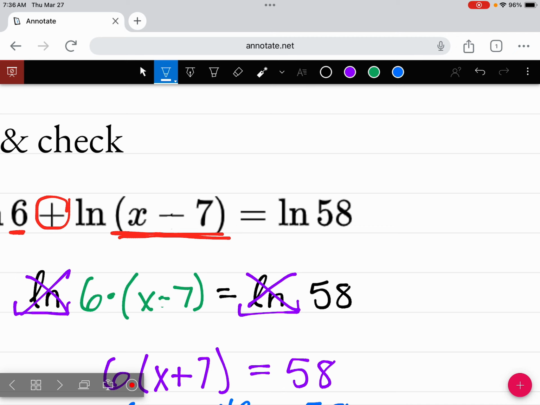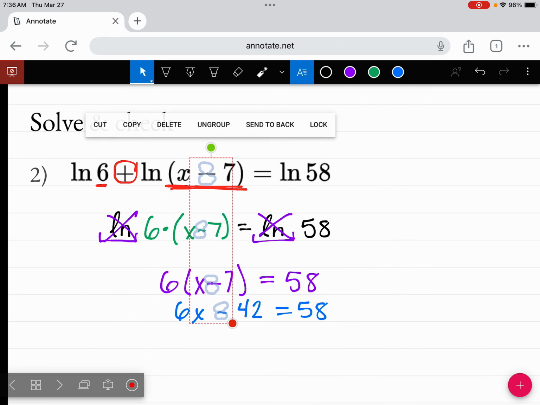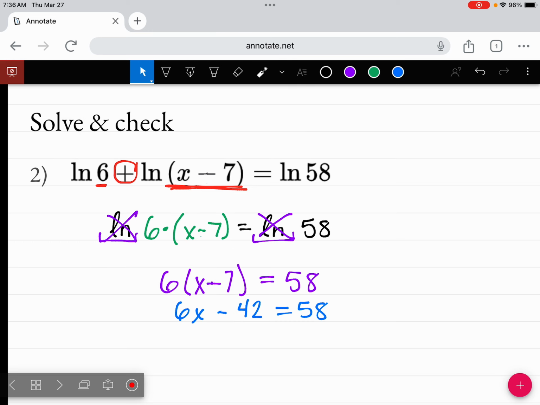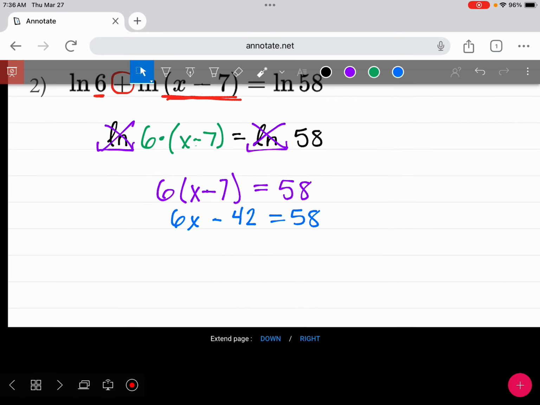Changing it. At this point, it hasn't changed anything. I'm just writing out my pluses, making them be minuses. Okay. There we go. All right. Okay, cool. Saving that for later.